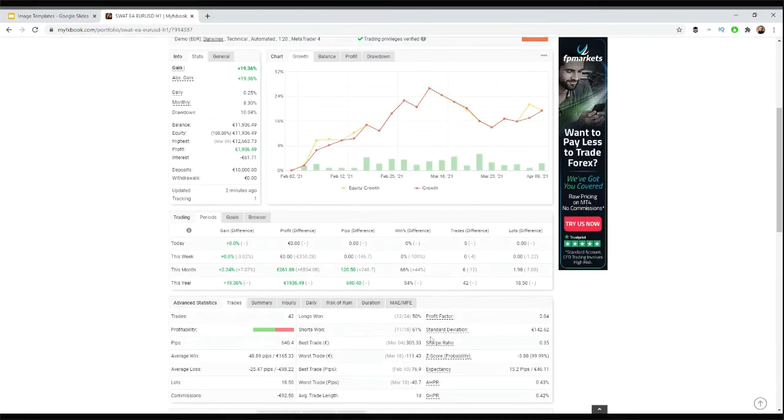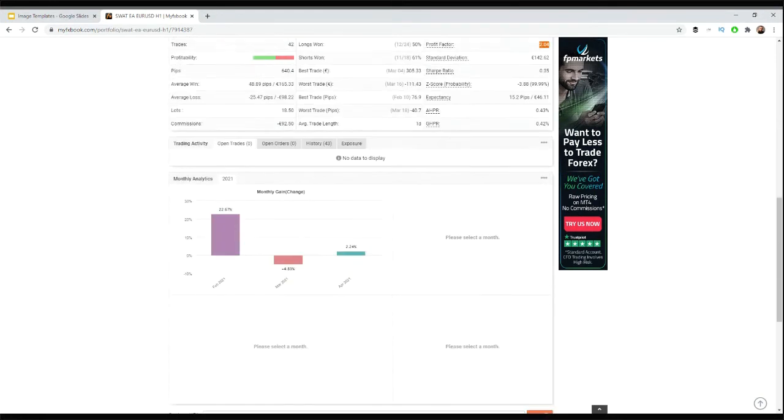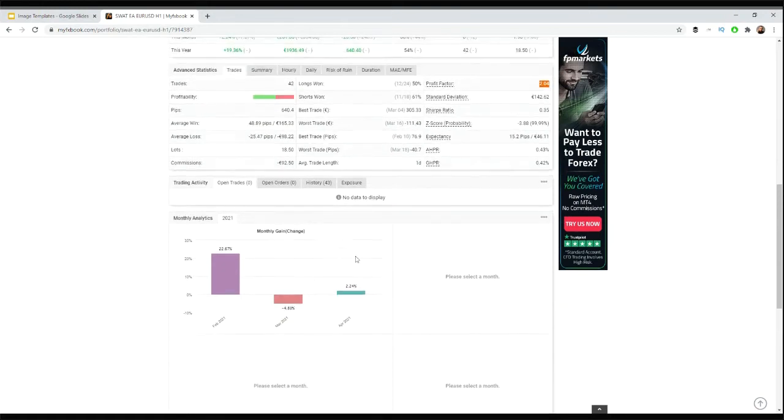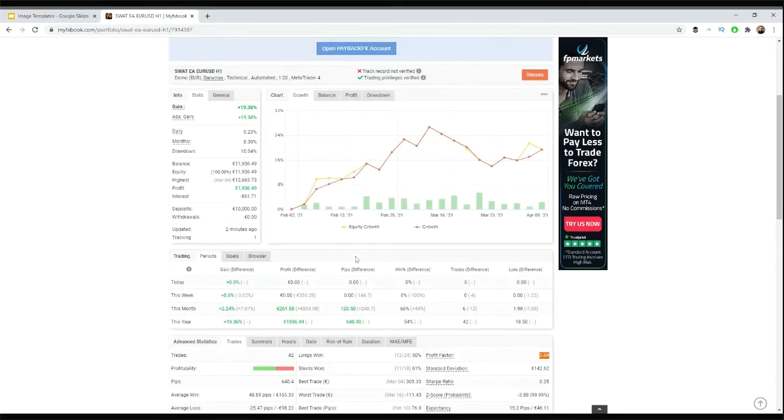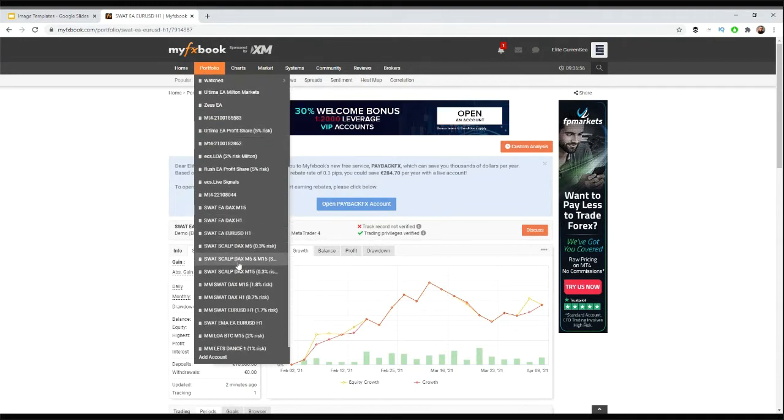So profit factor is still a stunning 2.04. That's really great. Plus 640 pips, excuse me, in about 2.5 months of trading so far. 2.2 in April. So happy, almost 20% up. Happy with this. Let's take a look at other SWAT EAs on DAX.